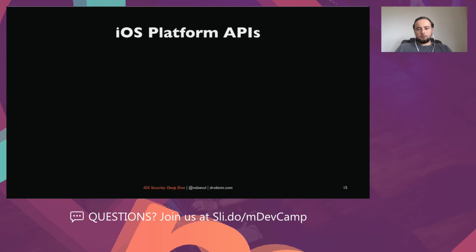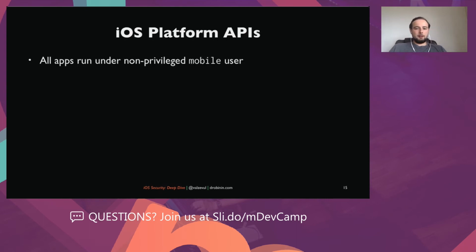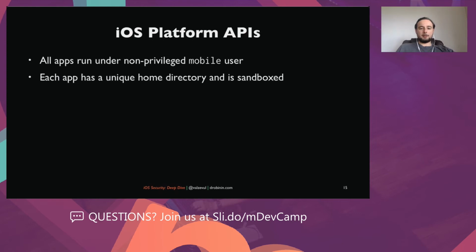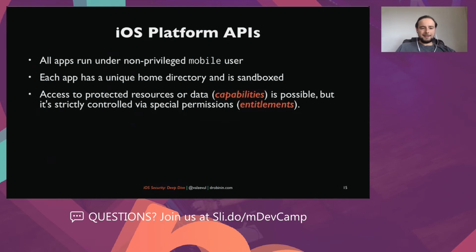Now we know how to authenticate, we know how to interact with the server, and it leaves us with local interactions, whether it's the system or the user. As you know, the majority of the apps we build and ship and install are running under a non-privileged mobile user. So it's not a root user with all the privileges to access all the hidden parts of the system. It's a mobile user. And each app has its own unique home directory. It has a sandbox around it, the container we've seen in the first part. And to access some protected resources, some protected data, we have to address some capabilities.